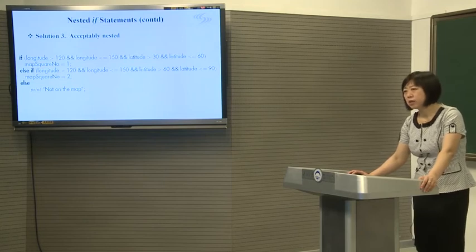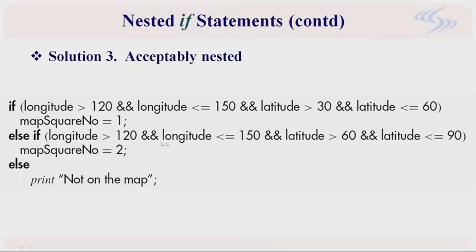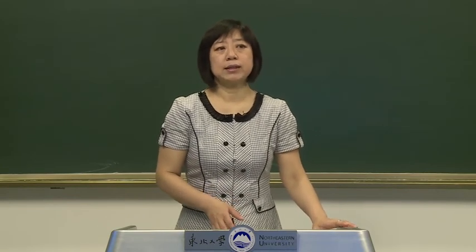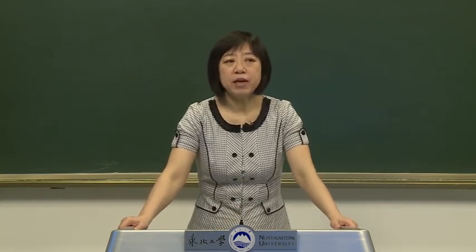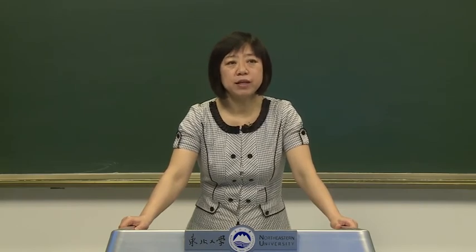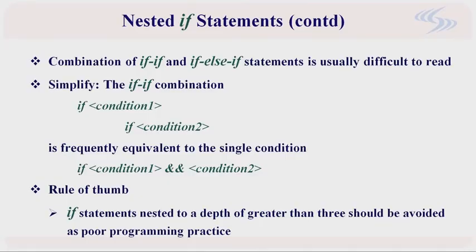Else if latitude falls in this area, and longitude falls in this area, then the location is within the area of map square 2. Else, print not on the map. So we find that solution 3 is acceptable nested. The combination of if and if statements is usually difficult to read. That means we should simplify the if condition.